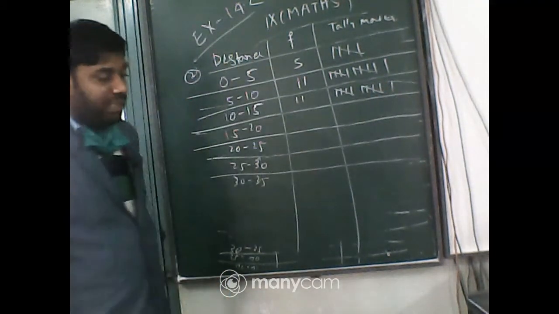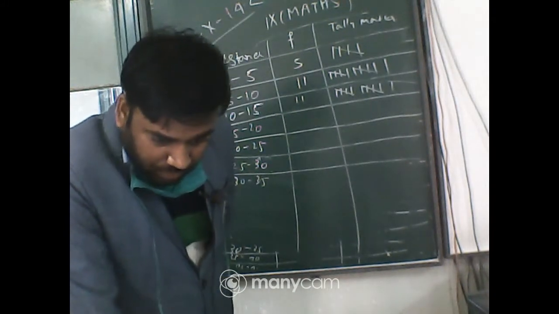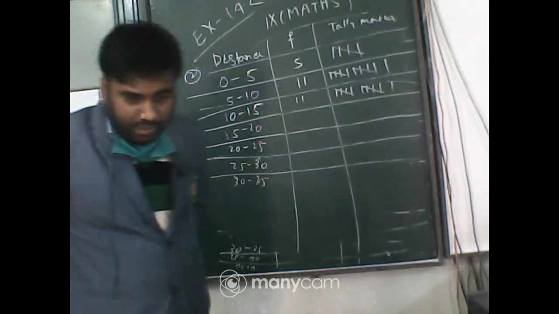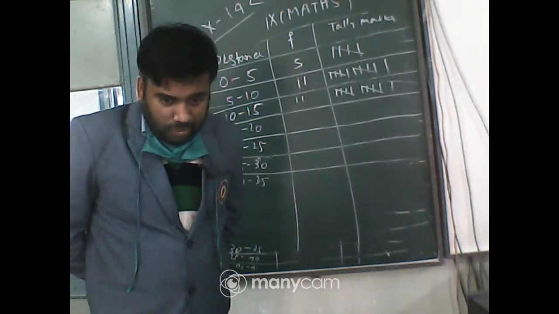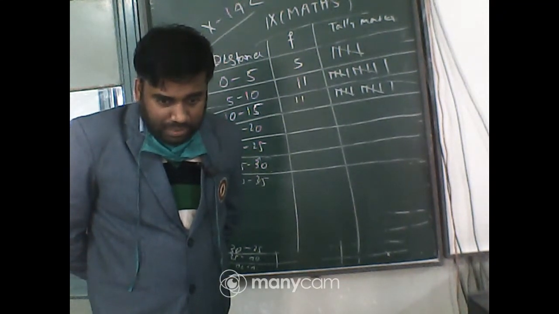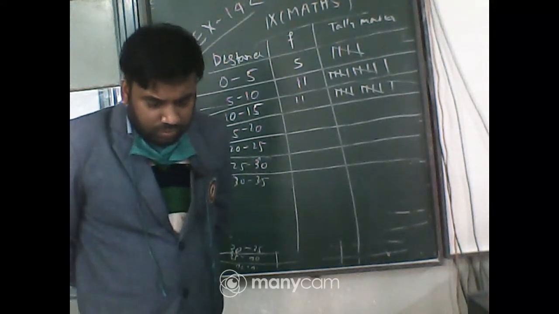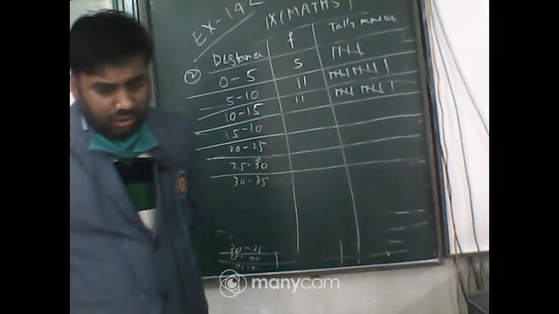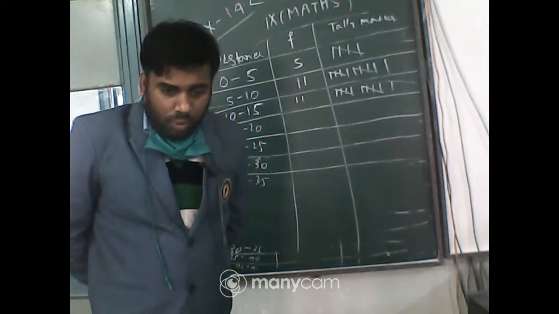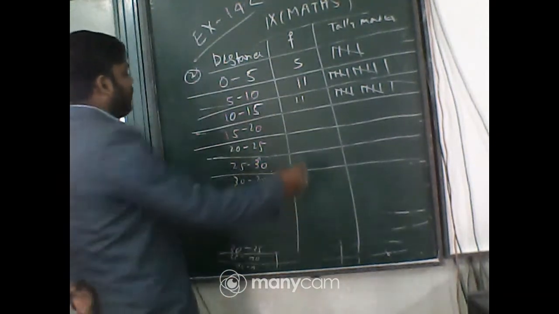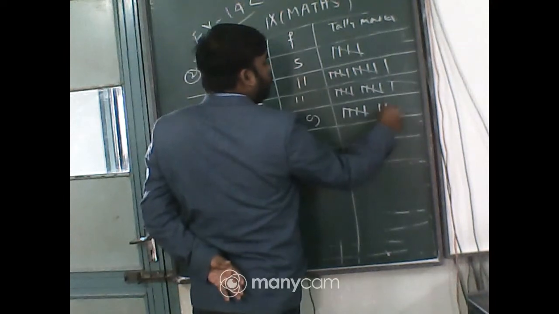Next, 15 to 20. Anyone else? Onnesa, Subham and Prottoy, Raima, okay, very good. Just count it. Okay, 9 students, 9 engineers, sorry, not students. So here 9, and the tally marks 1, 2, 3, 4, 5, 1, 2, 3, 4.